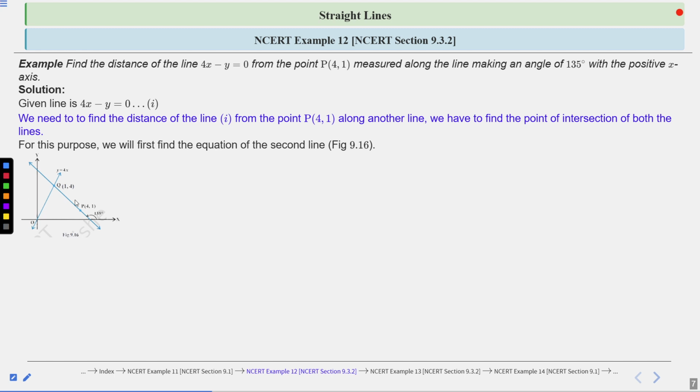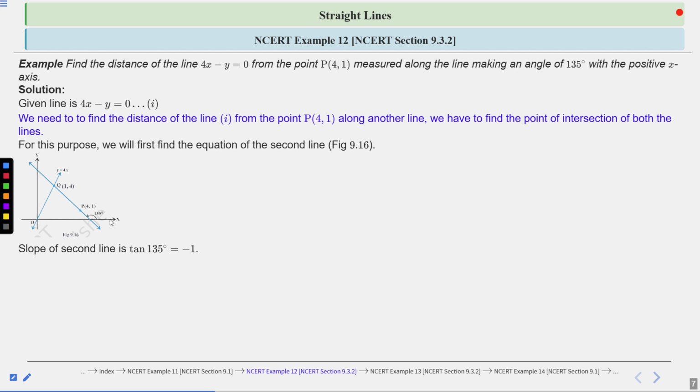Okay, so see figure 9.16. Here this is our given equation 4x minus y equal to 0, that can be written as y equal to 4x. And this is another line. So we have to find here the distance of this line from the point P 4 comma 1 measured along this line. Okay, and this line makes an angle 135 degree with the positive x-axis.